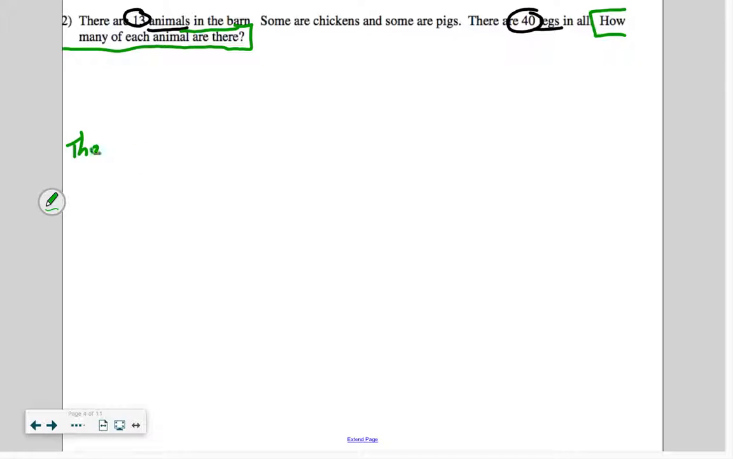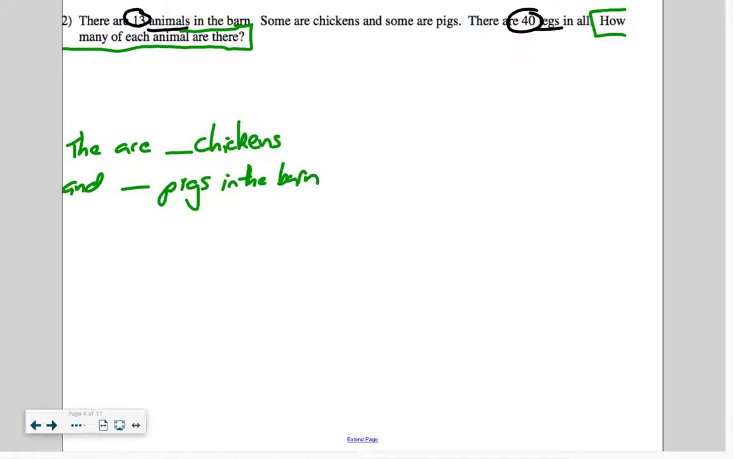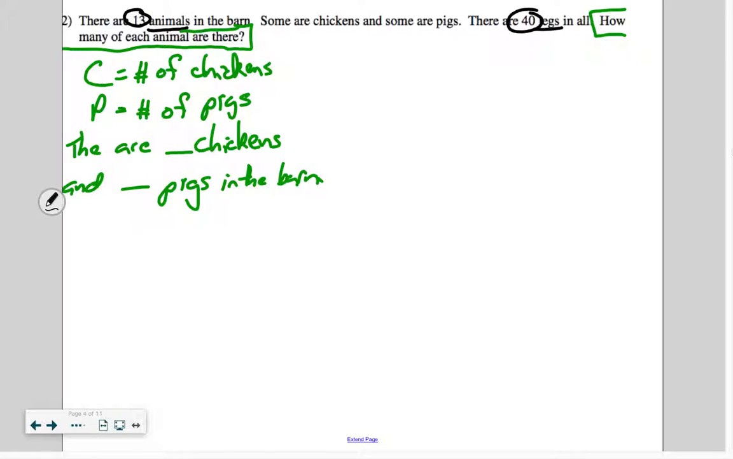So we could say there are, well, we don't know how many chickens there are, but they want to know how many of each type. So how many chickens are there and how many pigs are there in the barn? We don't know. So those are our unknowns. Those will be our variables. So I'm going to let C be the number of chickens and P equal the number of pigs. So there's two unknowns. We should hopefully be able to make two equations there.